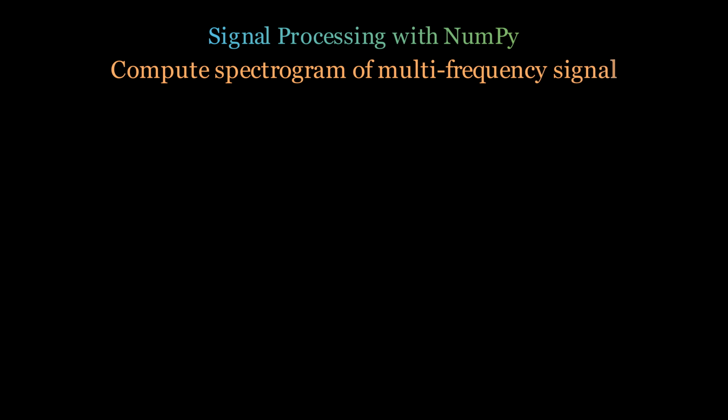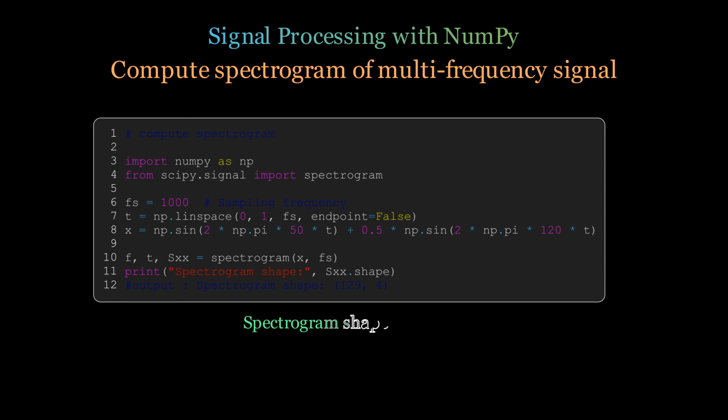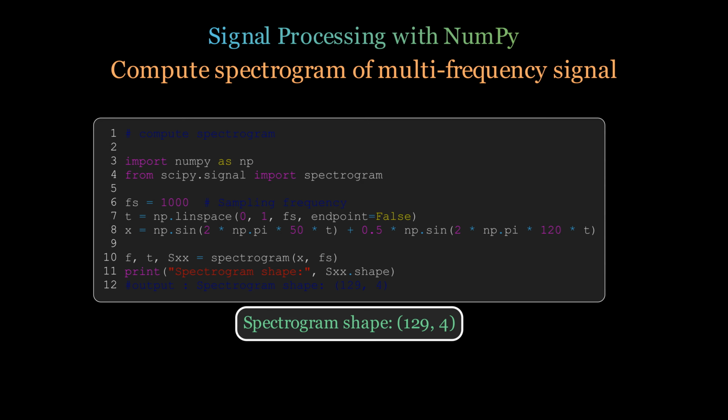Spectrograms show how frequency content evolves over time. Our signal contains 50 Hz and 120 Hz components. The output shape, 129 frequency bins times 4 time frames, reveals how the STFT divides the 1000 sample signal into overlapping segments.